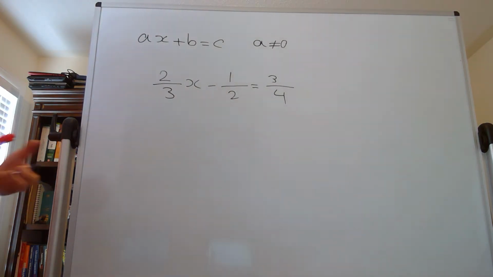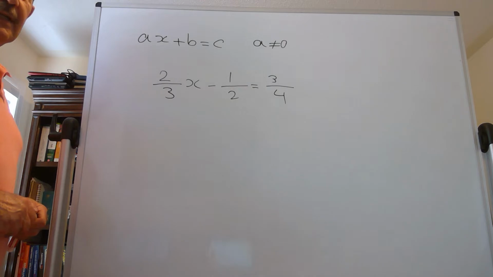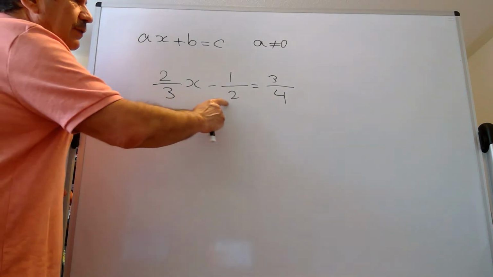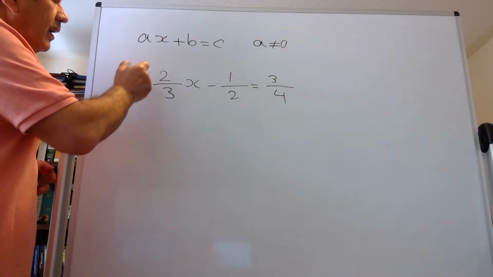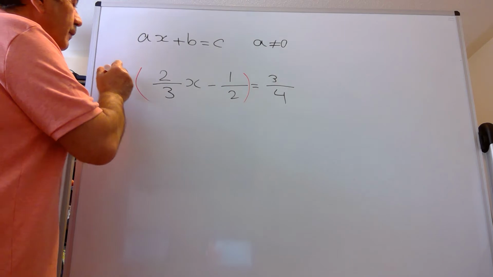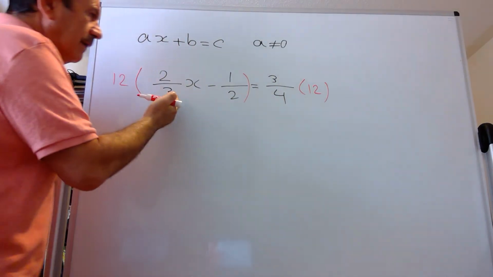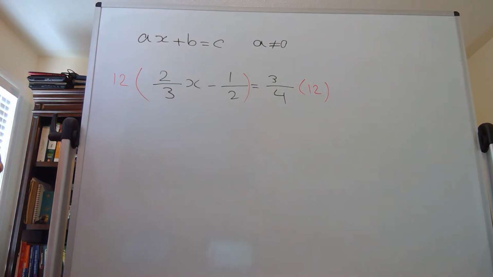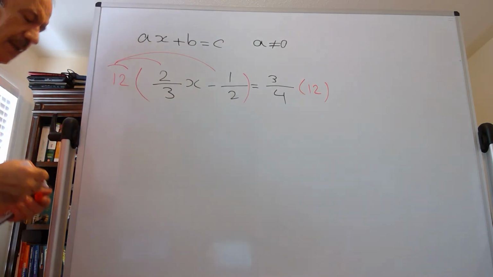I should explain how to find the LCM in another video. But in this case, the LCM between 3, 2 and 4 is 12. What does it mean? It means I multiply both sides by 12, whatever the LCM of the denominators is. Then I should multiply this 12 by everything inside the bracket.